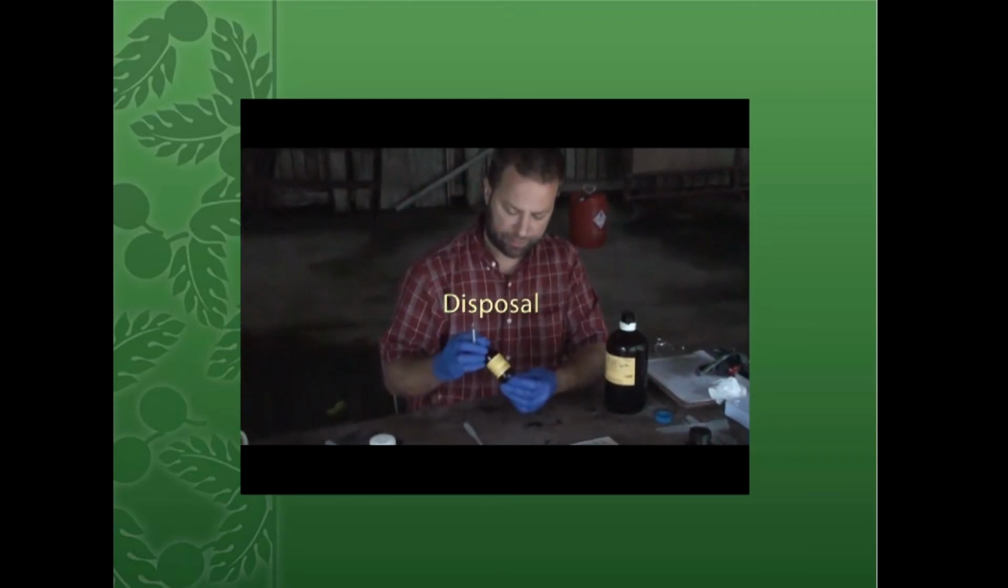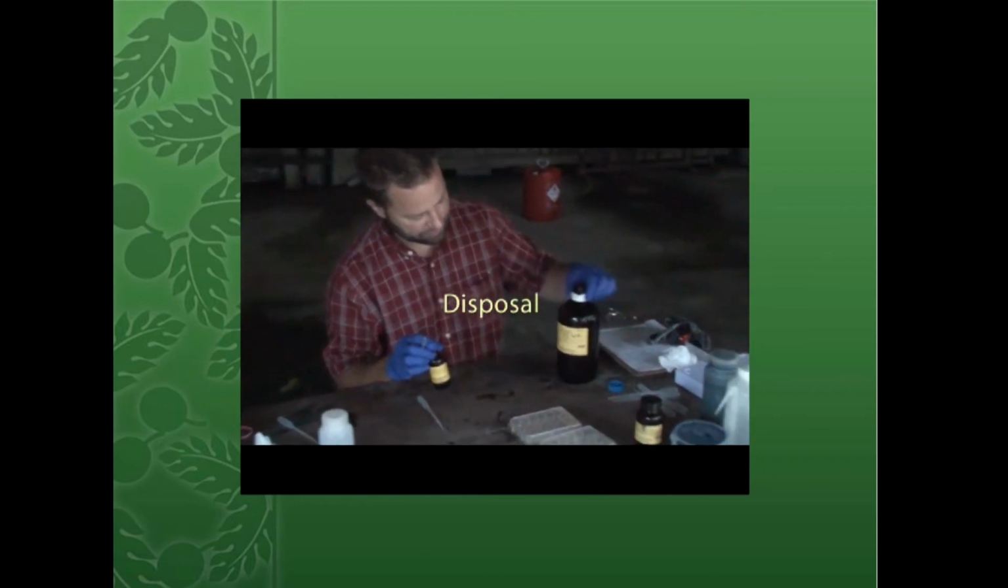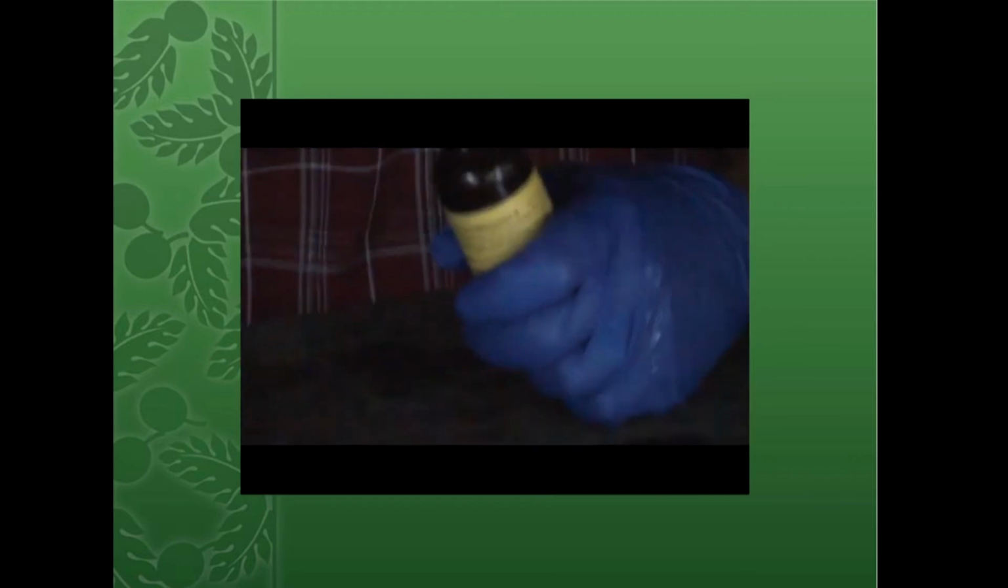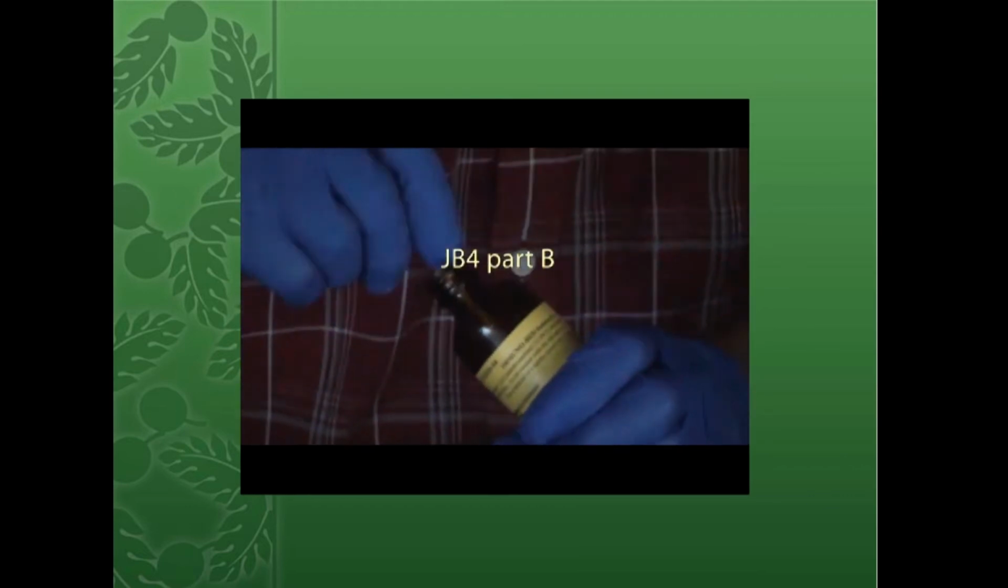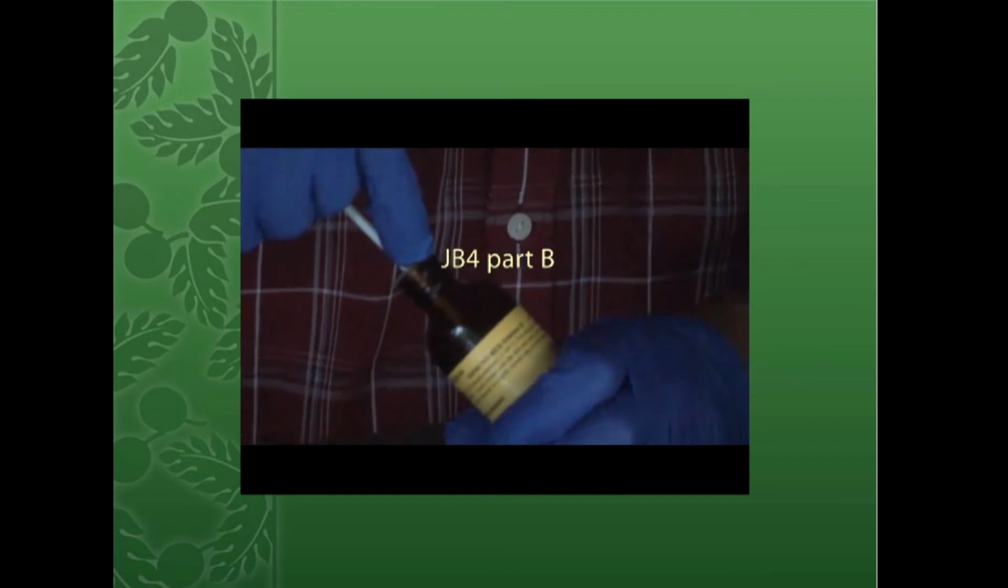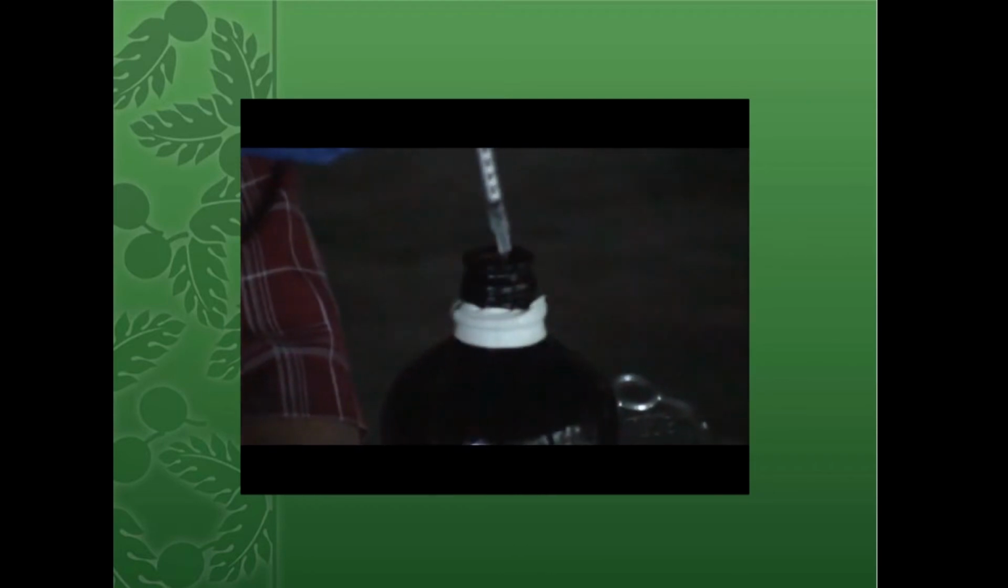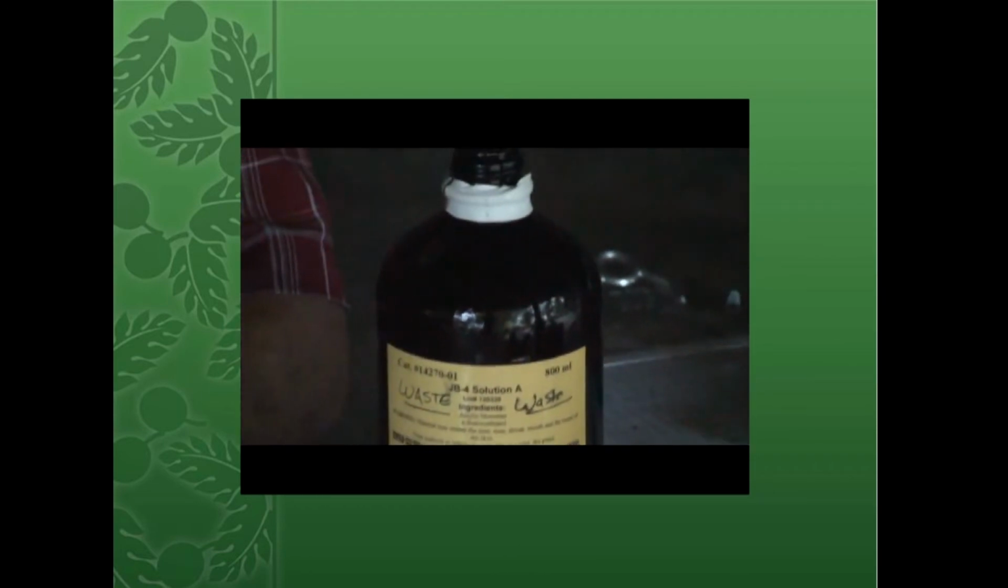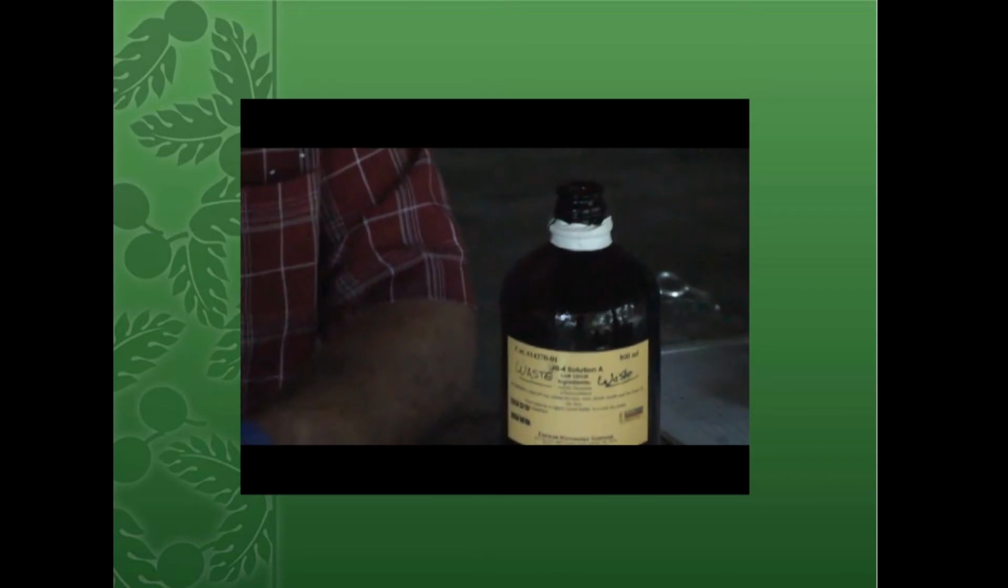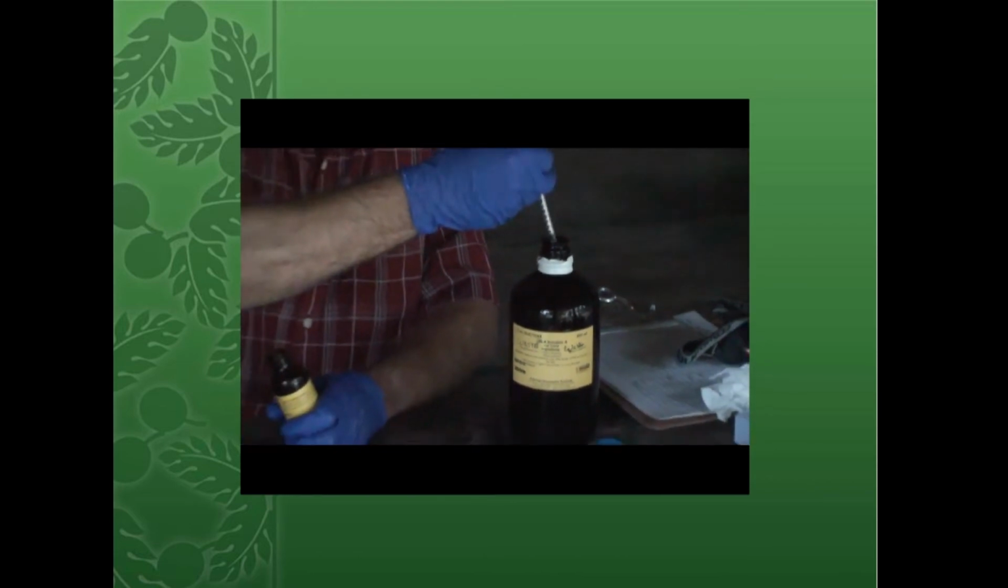Okay, so we've got our waste JB4 solution. You can see we've got about maybe 100 mils in there. So we're going to go ahead and add a couple of mils of the solution B, which is the hardener. This is just going to let us more easily dispose of it, since it'll be a solid waste rather than a liquid. So we'll just put a couple in there and then swish it around a little bit.